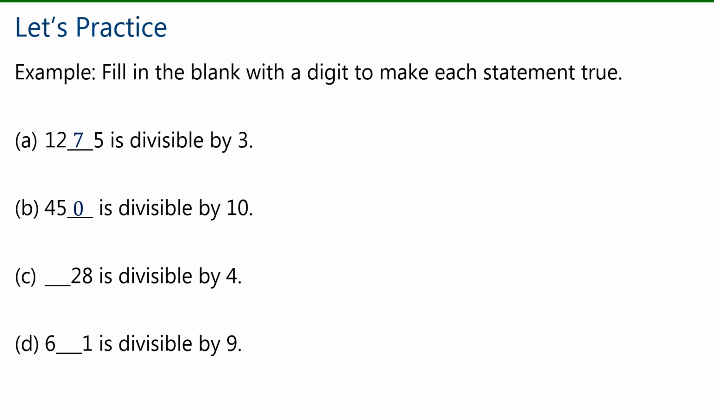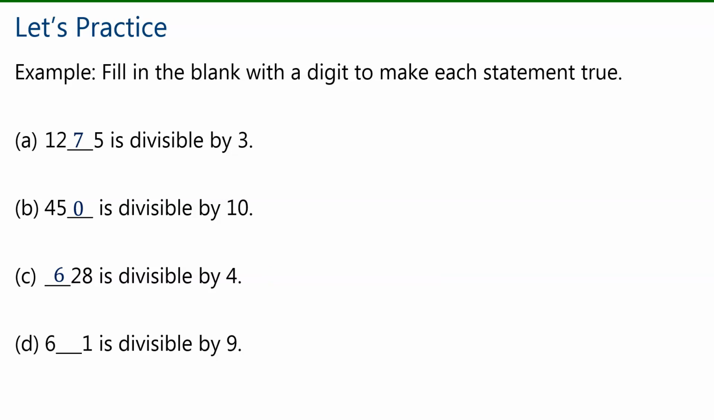Now for C, I have something and then 28. I want that to be divisible by 4. Well, if you look at the last 2 digits, 28, which is all we really need to look at with our rule of 4, that's already divisible by 4. So it actually doesn't matter what we put there, because any digit will work. 128 is divisible by 4. 228 is divisible by 4. 328 is divisible by 4, and so on. So you can put anything there at all, and it would be correct.